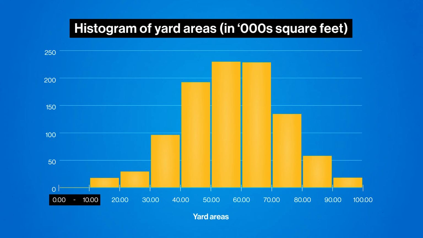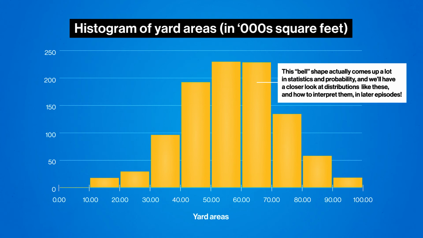So 0 to 10 is the first bin, 10 to 20 is another bin, 20 to 30 is a bin, and so on. Blake can then look at the frequency of his data by seeing how many data points fall in each bin. Like the data point 32 falls into the bin whose boundary is 30 and 40. With all 1,000 data points and his histogram, Blake can see that the yard areas fall into a kind of bell-shaped distribution across the bins, centered at around 60,000 square feet or so, with a lot of yards being somewhere in the ballpark of 40 to 80,000 square feet.